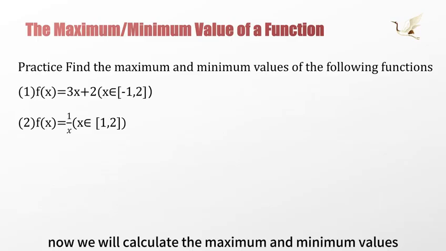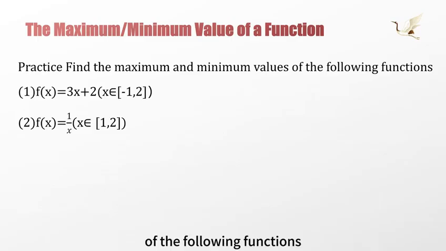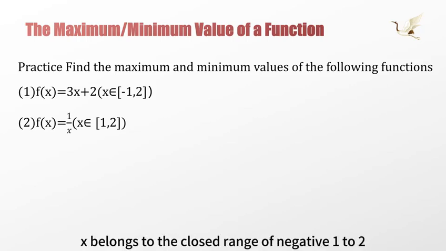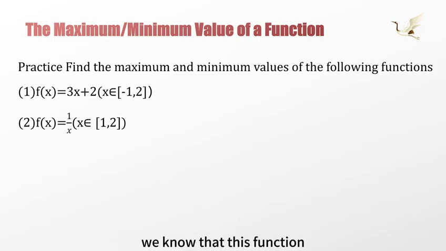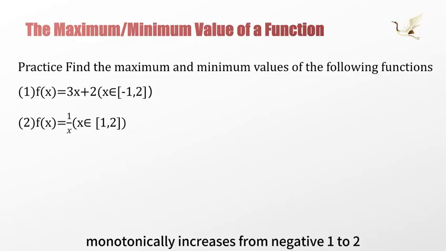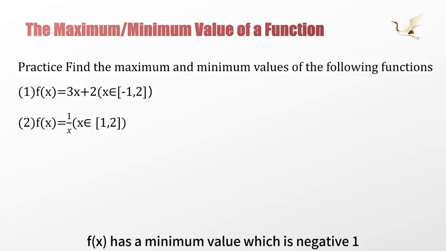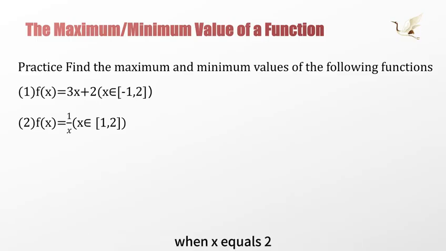Now we will calculate the maximum and minimum values of the following functions based on their definitions. Firstly, the first f(x) is equal to 3x plus 2, x belongs to the closed interval [-1, 2]. We know that this function monotonically increases from -1 to 2. So when x equals -1, f(x) has a minimum value, which is -1. When x equals 2, f(x) has a maximum value of 8.